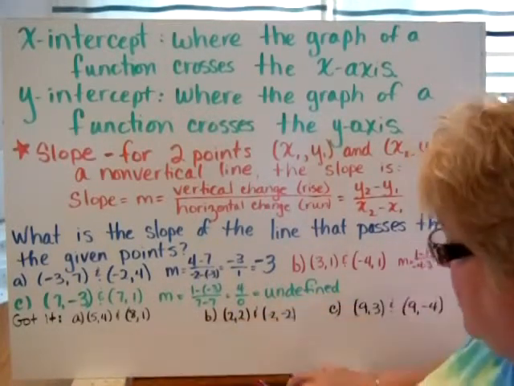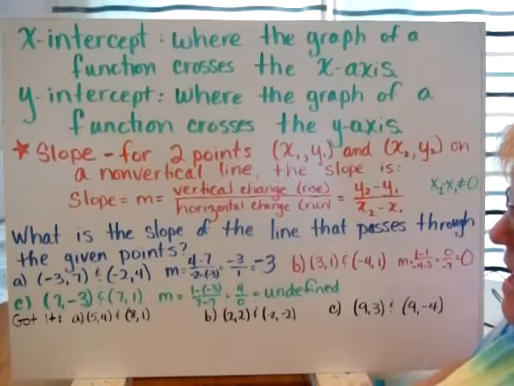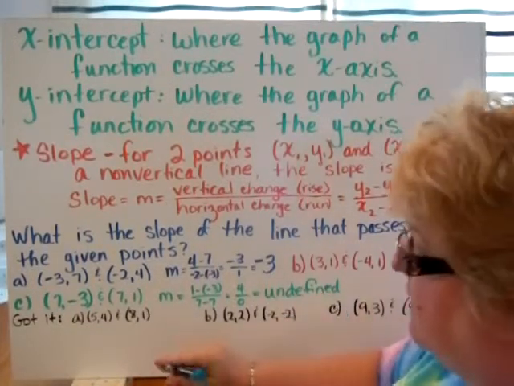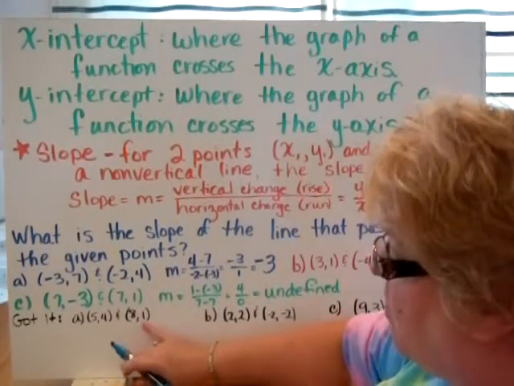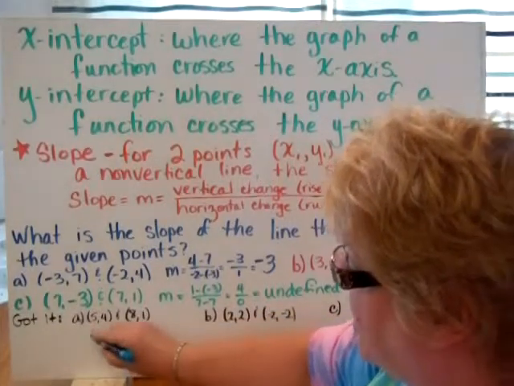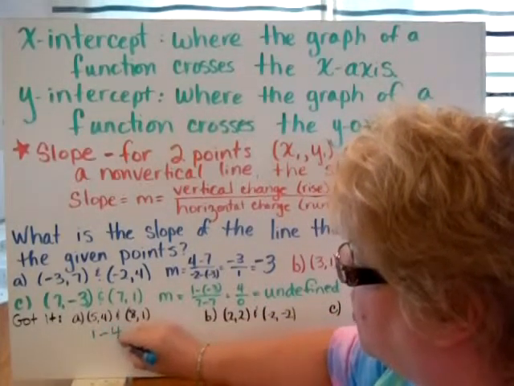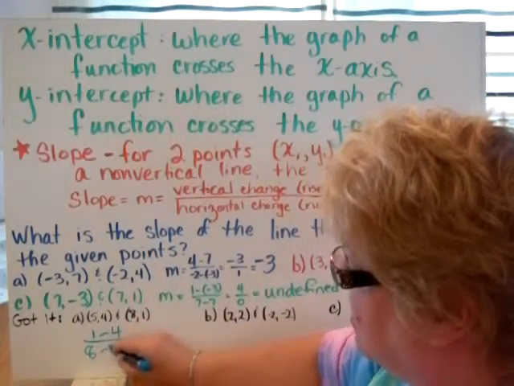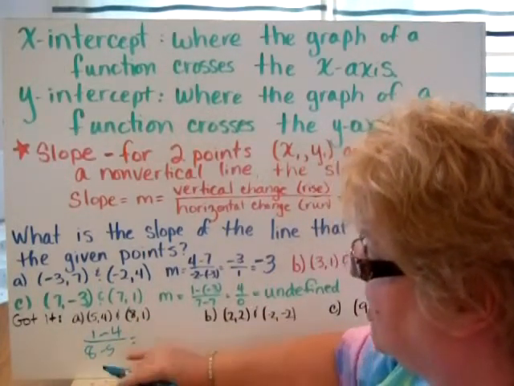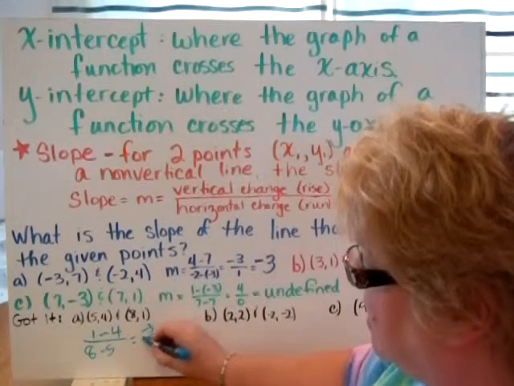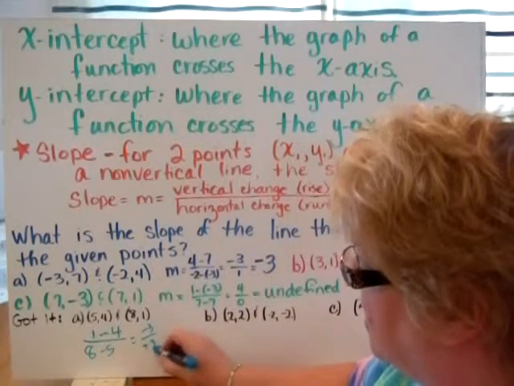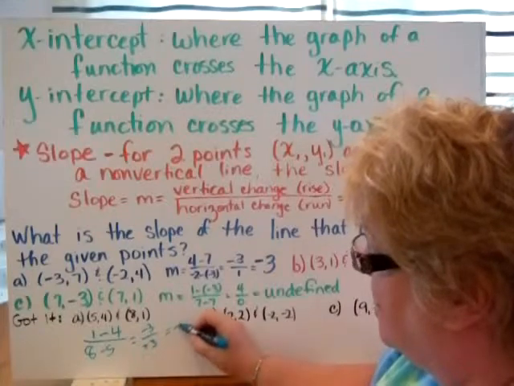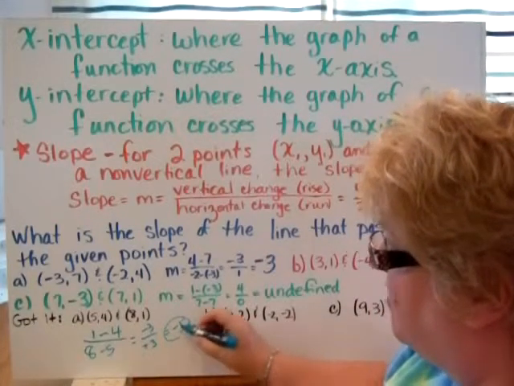Okay, so here's your guide. You can pause the video and work these out, and then check to see if you got them correct. Our y's are 1 and 4, so we're going to have 1 minus 4 divided by 8 minus 5. This gives us a negative 3 over a positive 3. If we simplify that, we get a negative 1 for the slope.